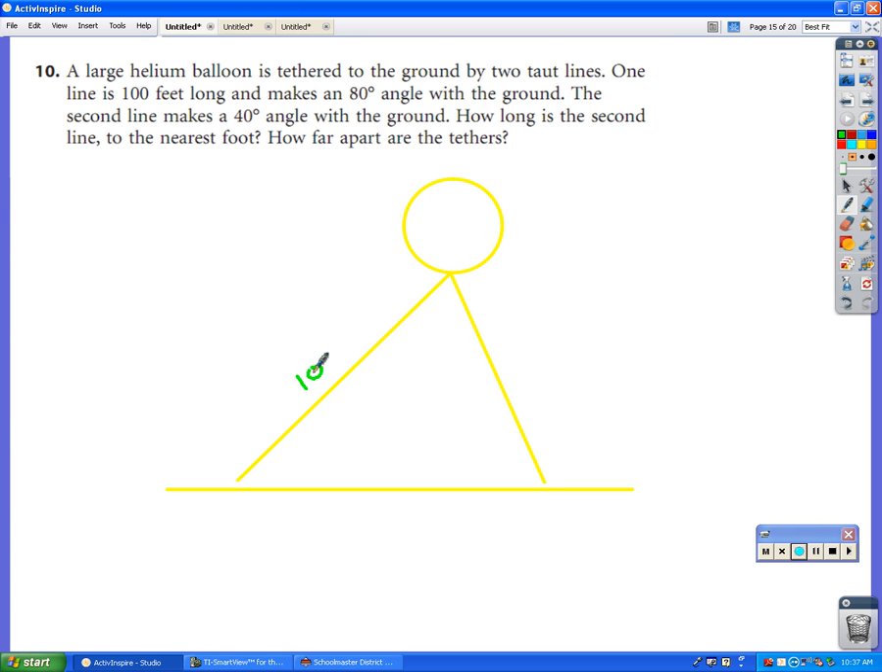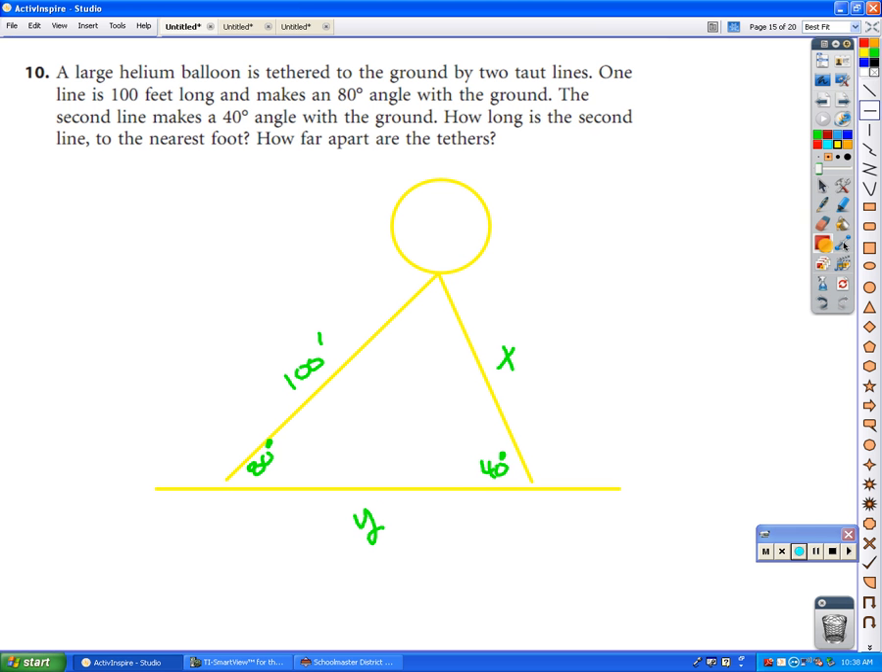This line is 100 feet long and makes an 80-degree angle with the ground. This one makes a 40-degree angle, and we don't know how long it is. So we want to find two things. We want to figure out how long is that line, and then how far apart are those two things. I'm going to make a right triangle, of course, out of this.